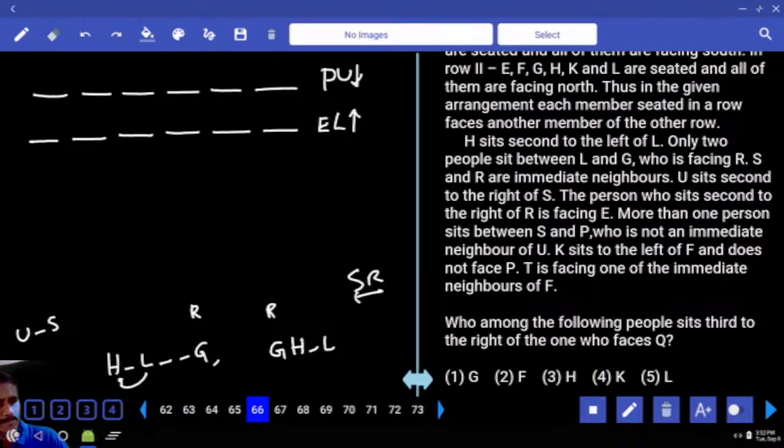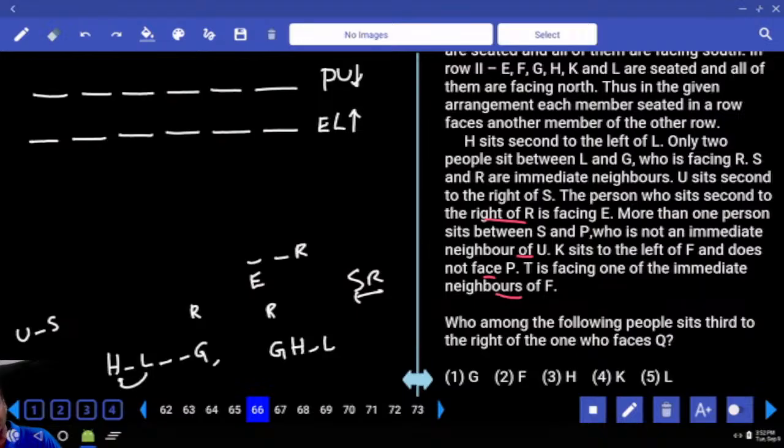And the person who sits second to the right of R is facing E. And there is one more person who is seated second to the right of R, and that person is facing whom? Now this person is facing E. Now E and this person are opposite to each other. More than one person between S and P, P is not an immediate neighbor of U. And K is to the left of F. T is one of the immediate neighbors of F.